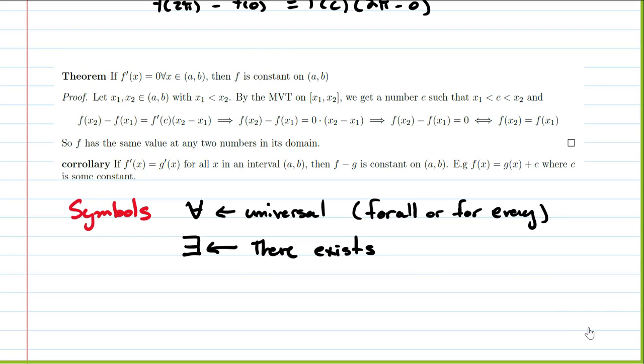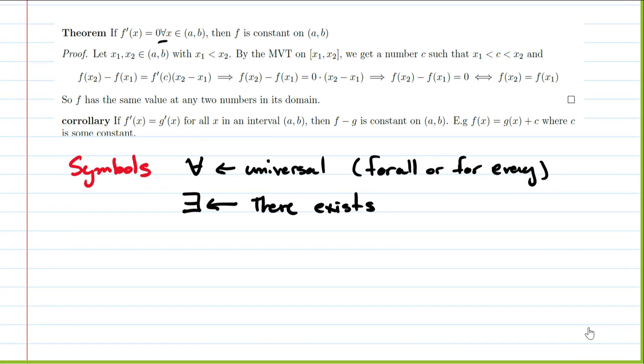So the upside down A is the for all or for every. And the backwards capital E is that there exists, so the universal and existential quantifiers. We use these as abbreviations in mathematics because those statements come up a lot. So for instance, if f prime of x equals 0 for all x in AB, then f is constant on AB.